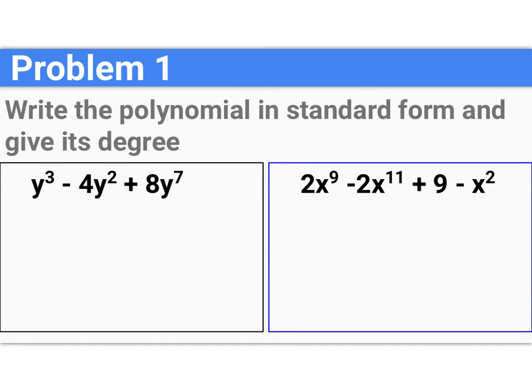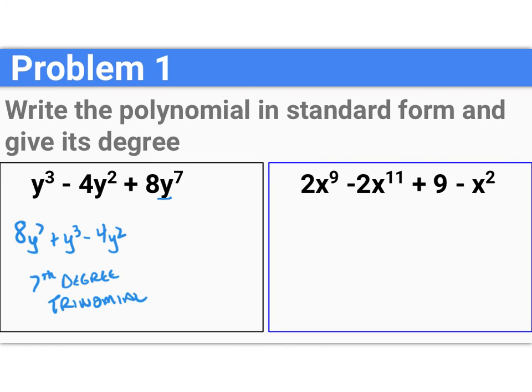Okay, write the polynomial in standard form and give us the degree. 7 is the highest term, so 8y to the 7th plus y cubed minus 4y squared. So this is the 7th degree. 3 terms makes it a trinomial.